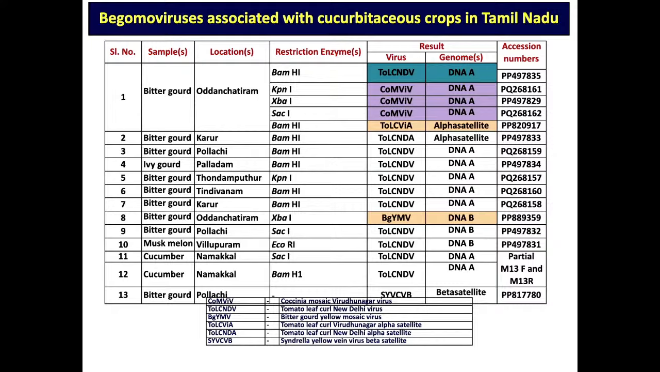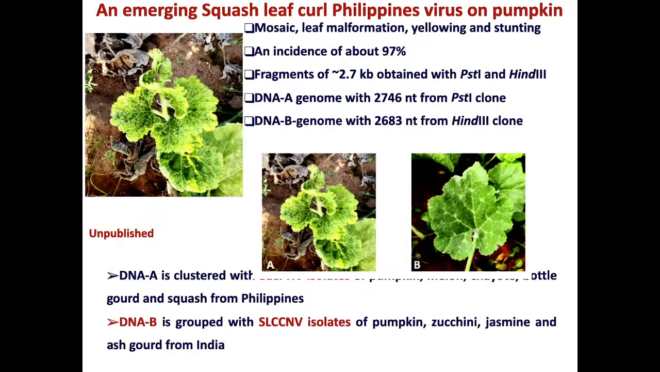So for example, these are all the restriction enzymes that yielded different viruses. For example, Coccinia mosaic Virudhunagar virus, tomato leaf curl New Delhi virus, bitter gourd yellow mosaic virus, tomato leaf curl Virudhunagar alpha satellite, tomato leaf curl New Delhi alpha satellite, and also Cinderella yellow vein virus satellites. So satellites as well as the whole viral genome were obtained by this restriction. Normally, the satellites are approximately 1.3 kb only. So we will be getting both the sequences and characterizing the whole genome.